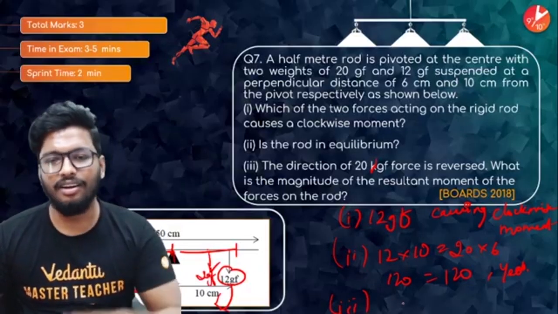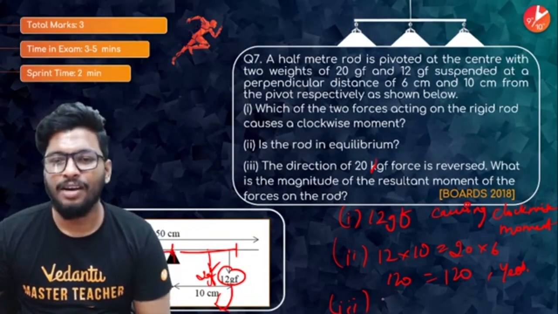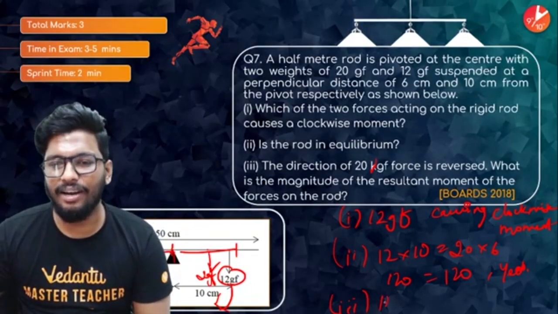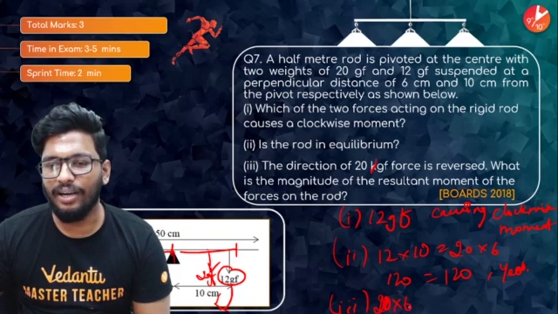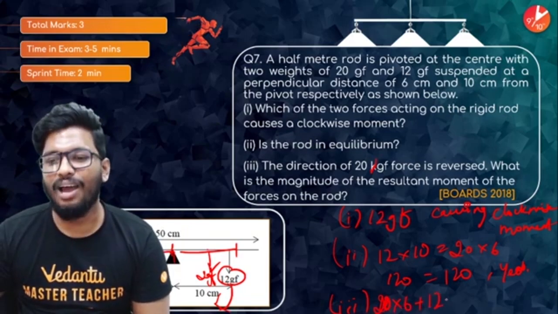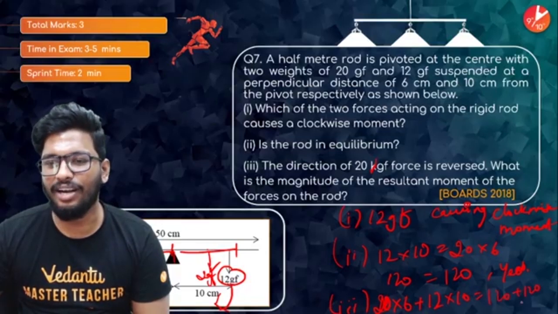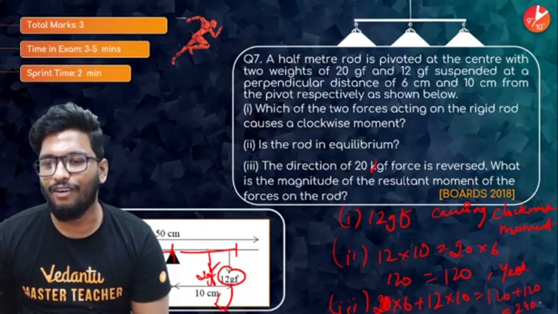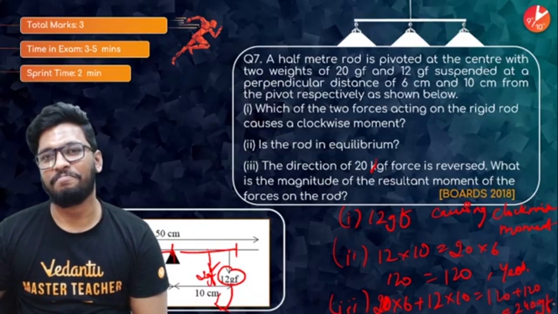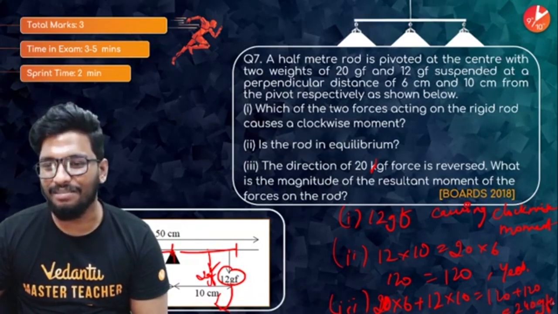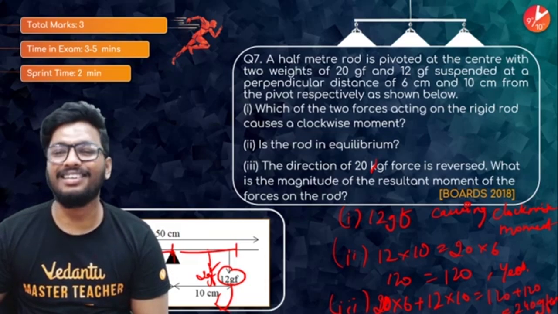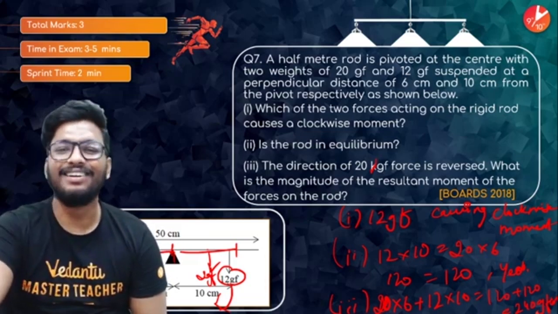That is what they're asking over here. Quite simple, people. Again, add it up. So it'll be 20 into 6 plus 12 into 10. So that will be 120 plus 120, which is nothing but 240 gram force centimeter. Gram force centimeter would be the answer for this particular question.